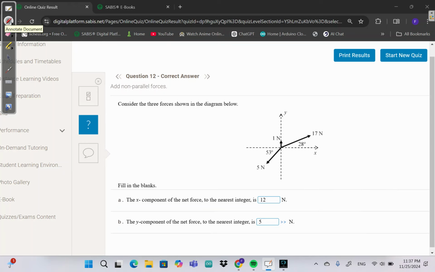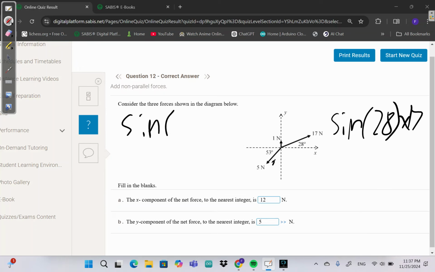Now, for B, the y component, we do the same thing. Y component is equal to sine of the angle times the force. And for the other force, which is this one, it's going to be sine of the angle, 53, times the force.